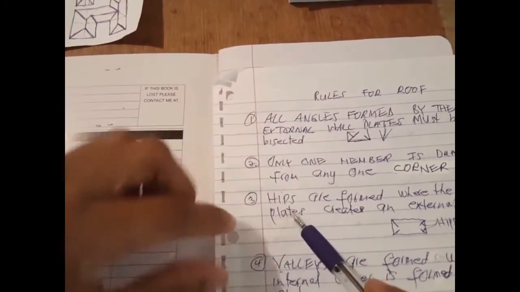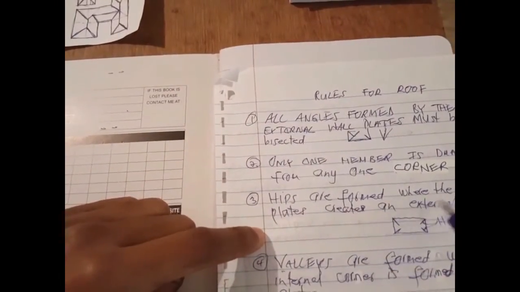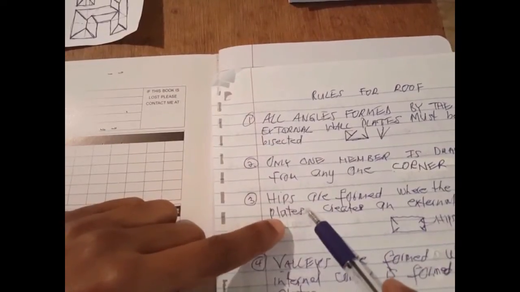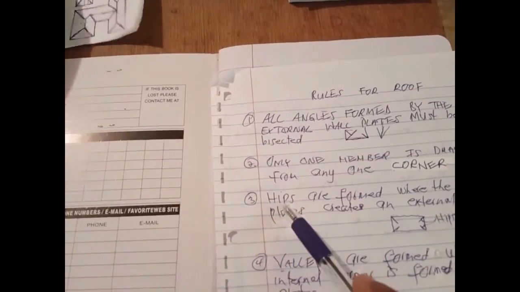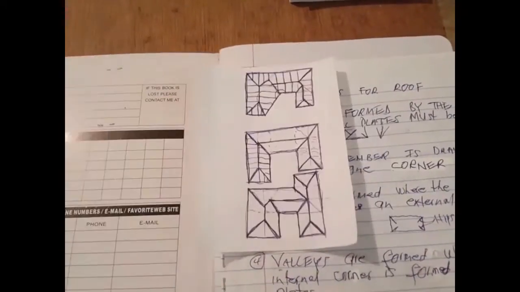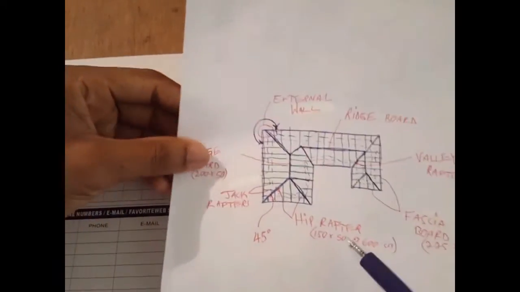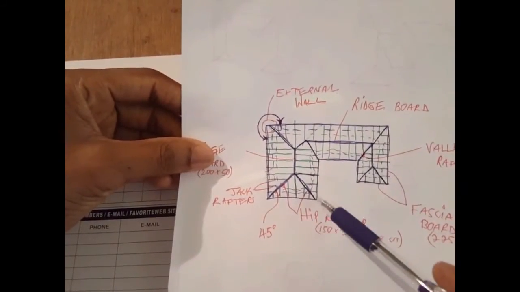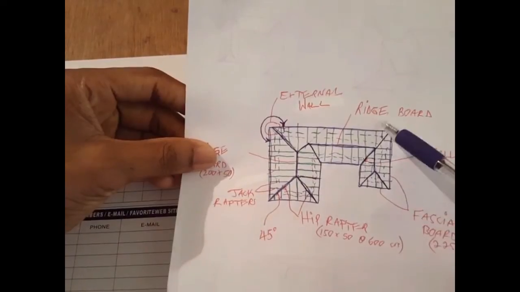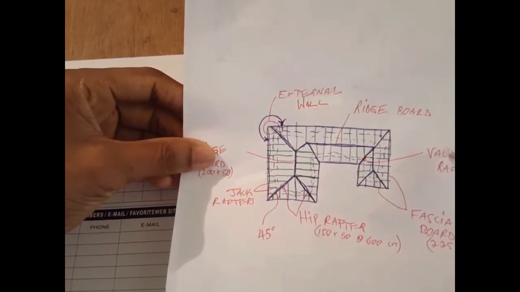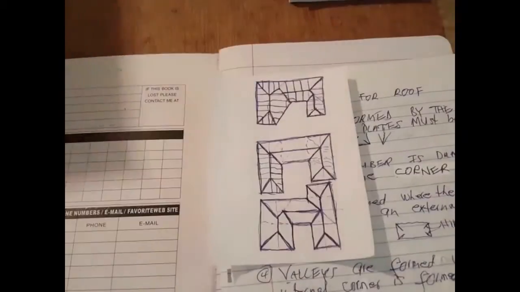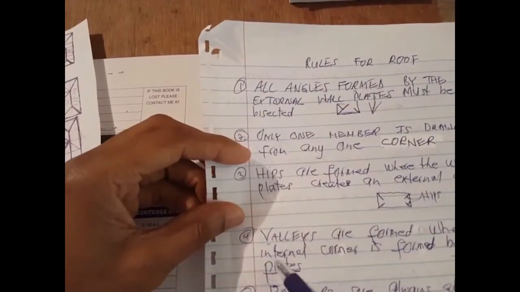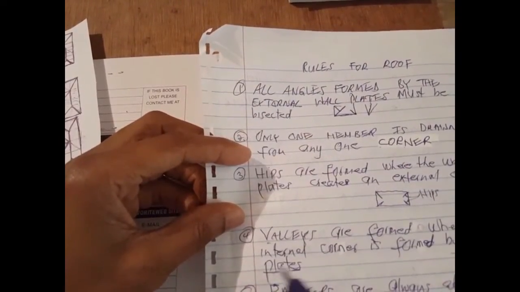Rule number 3. Hips are formed where the wall plate or the fascia board creates an external corner. So a hip is formed there. So on the drawing we have hips and we have valleys. So here these are hips, all hips. These are valleys. Valleys are formed where the internal corners meet. Valleys are formed where an internal corner is formed by two plates.